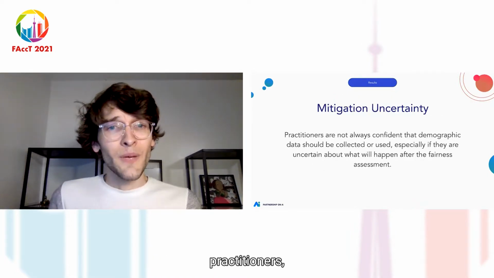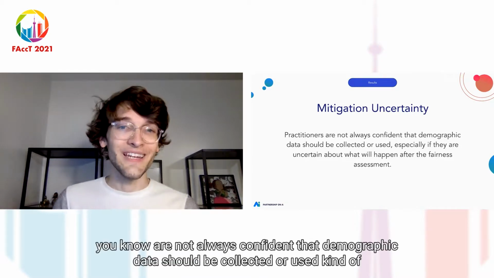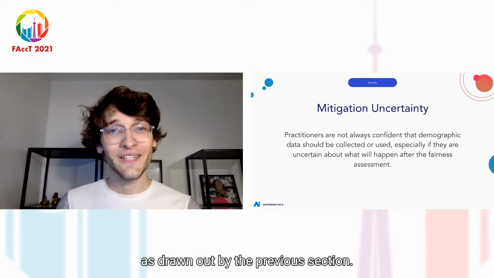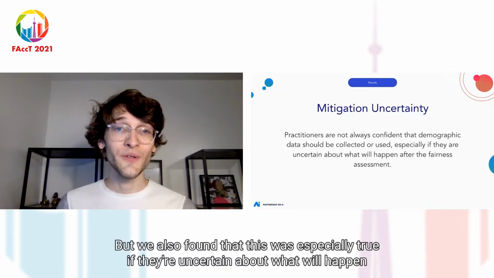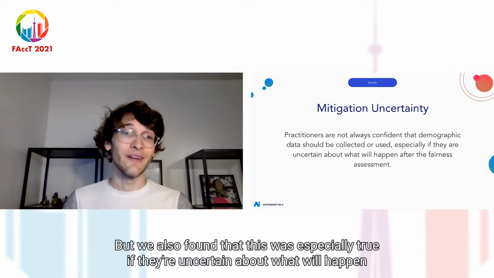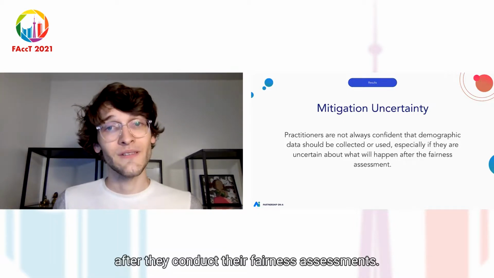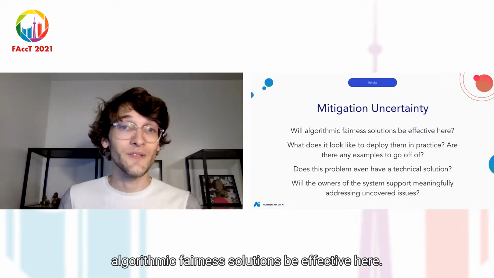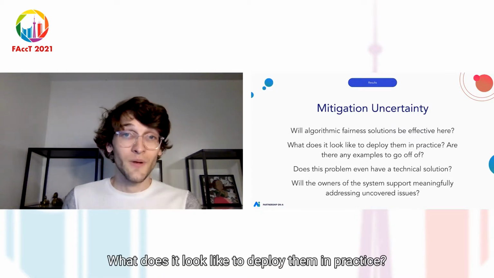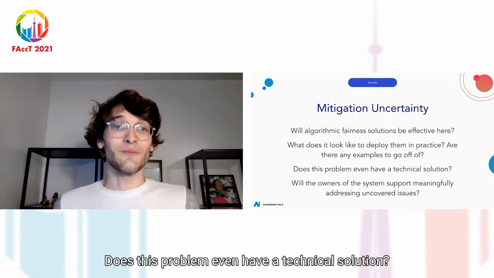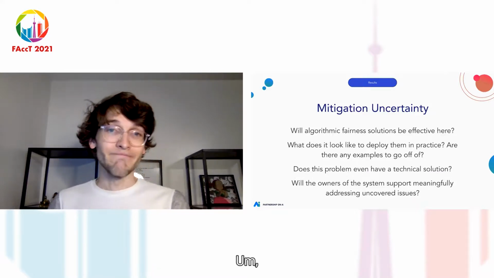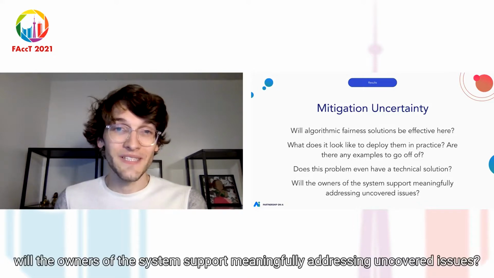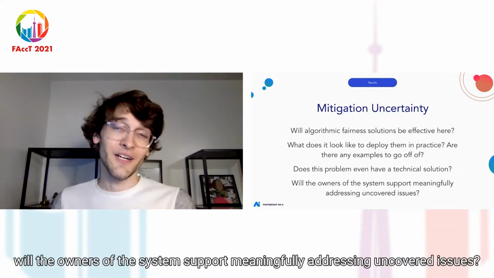And finally, practitioners are not always confident that demographic data should be collected or used, as drawn out by the previous section. But we also found that this was especially true if they are uncertain about what will happen after they conduct their fairness assessments. We heard practitioners express doubts such as, will algorithmic fairness solutions be effective here? What does it look like to deploy them in practice? Does this problem even have a technical solution? And, perhaps more deeply, will the owners of the system support meaningfully addressing uncovered issues?